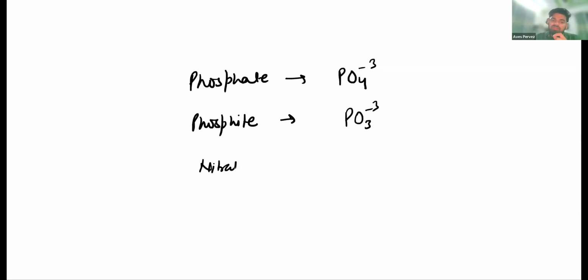Nitrate. Nitrate is NO3 with valency minus 1. So what is the formula of nitrite? Nitrite is going to have NO2 minus 1.